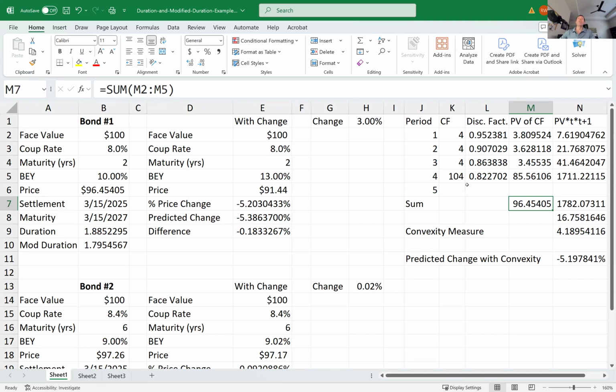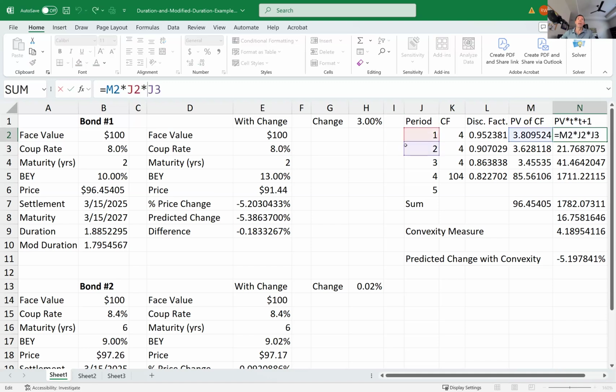So now, to find the convexity measure for the bond, we're going to do time period 1. We're going to do the present value of the cash flows right there, times time period 1, times time period t plus 1. So we can see what we're doing there. It's the present value of the cash flow in time 1 multiplied by the number 1 multiplied by the number 2. That gives us this.